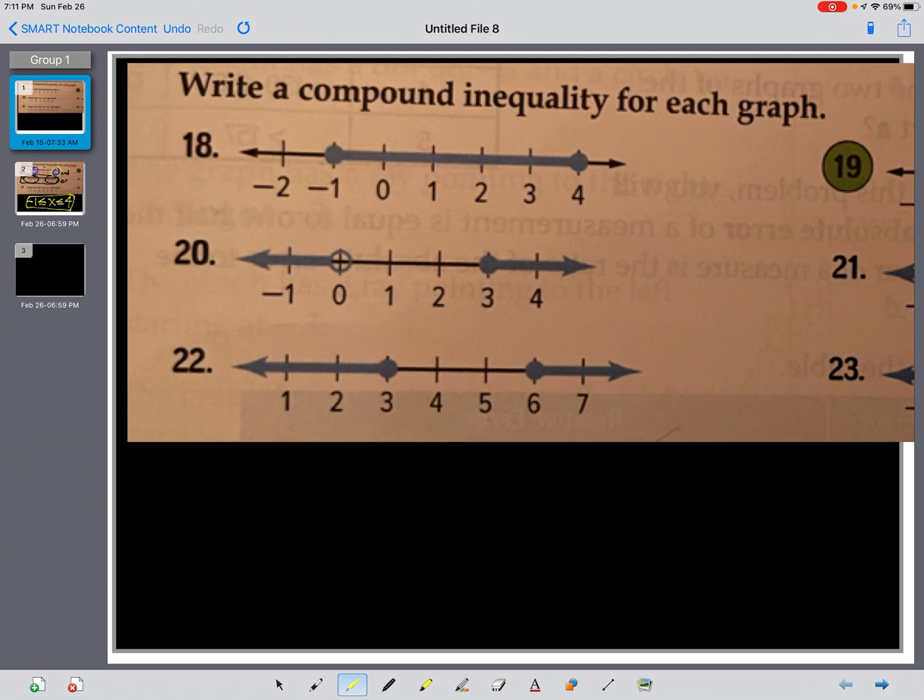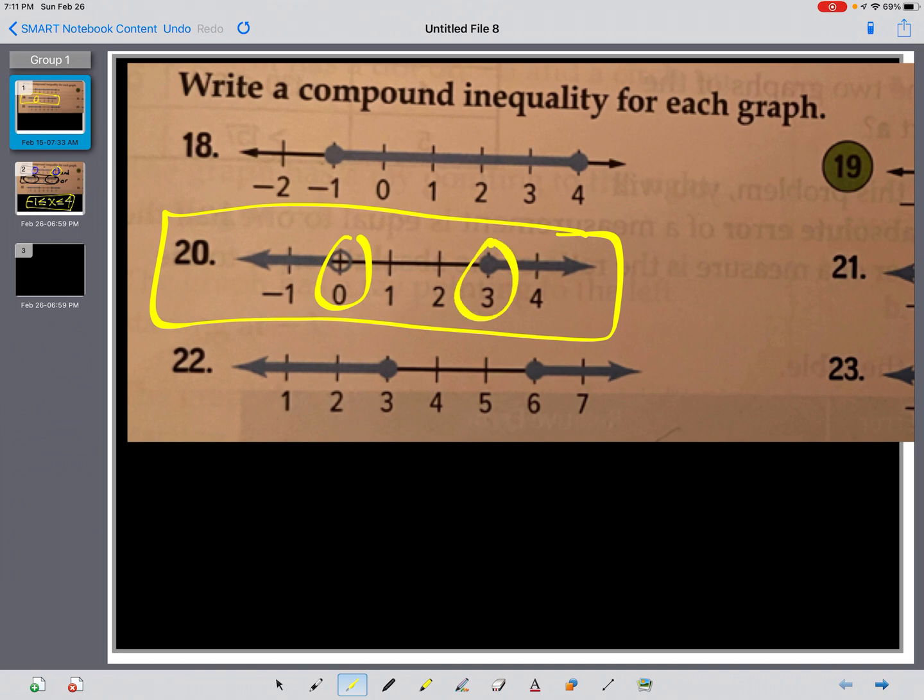Let's try the OR graph here with number 20. We see our values are indicated at 0 and also at 3. And essentially it's going to look like two separate inequalities. We have x is going to be less than 0. Okay, and that's what that open circle indicates, less than, not possibly equal to. And we're moving left on the number line, so we know that the x is going to be less than.